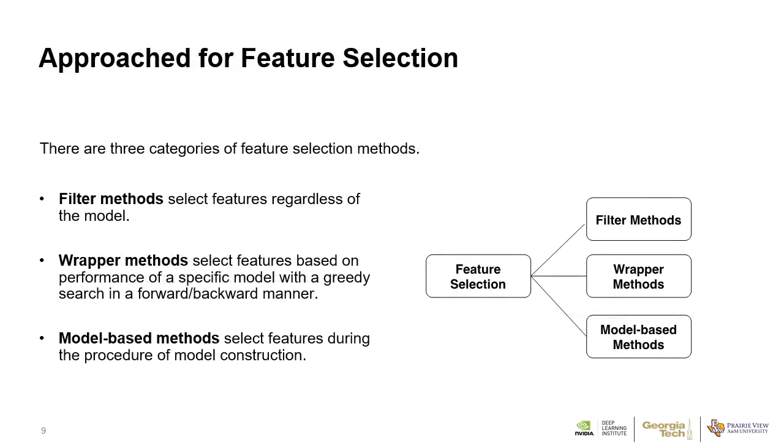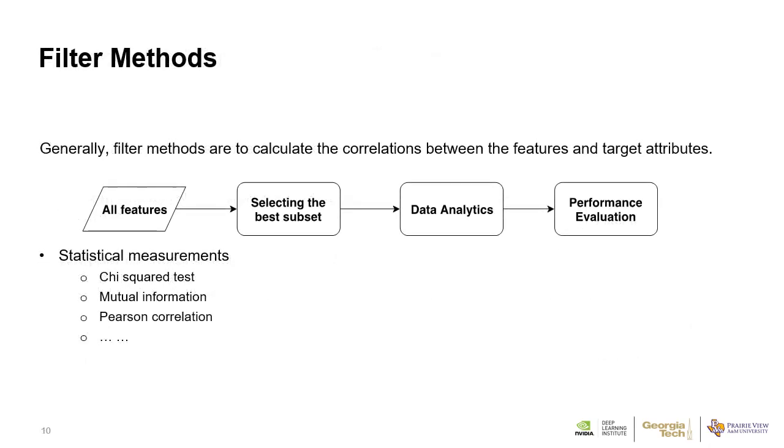There are three categories of feature selection methods: filter methods, which select features regardless of the model; wrapper methods, which select features based on performance of a specific model with a greedy search in a forward-backward manner; and model-based methods, which select features during the procedure of model construction. We will focus on chi-squared test and mutual information in this section.